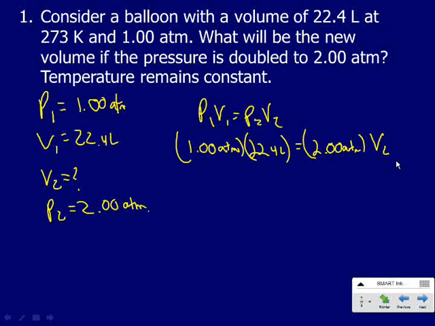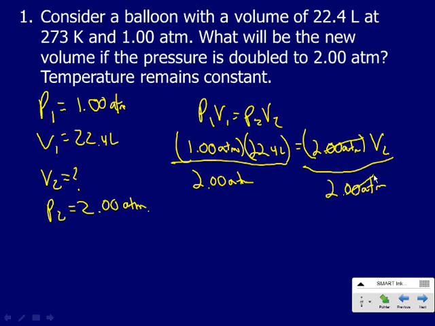We're dividing off the 2. Oh, the horizontal line stinks. You know that. 2.00 atmospheres is being divided off. 2.00 atmospheres divided off. That is gone. That is gone. 22.4 divided by 2. What is that? 11.2 liters. V2. All right.